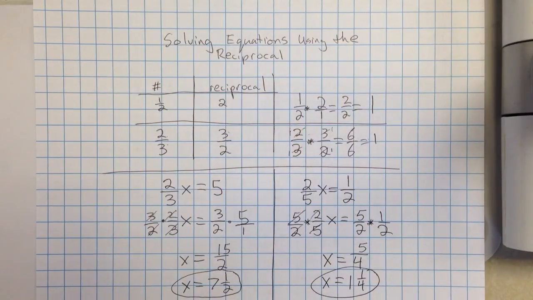So this is one method of solving these kinds of equations. We simply multiply by the reciprocal. That'll cancel out anything next to that x, and then we're just left with the variable and the answer on the other side of the equation.